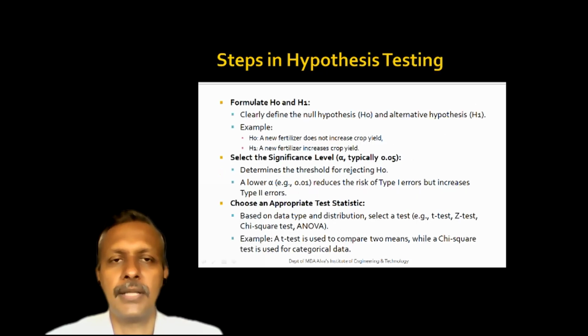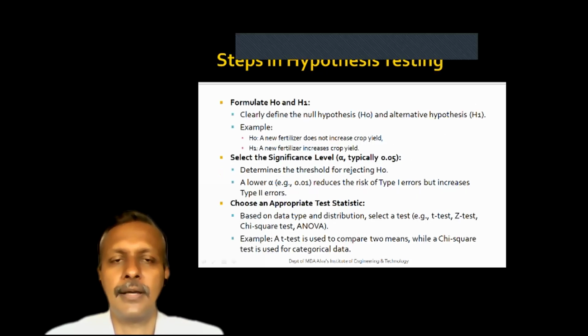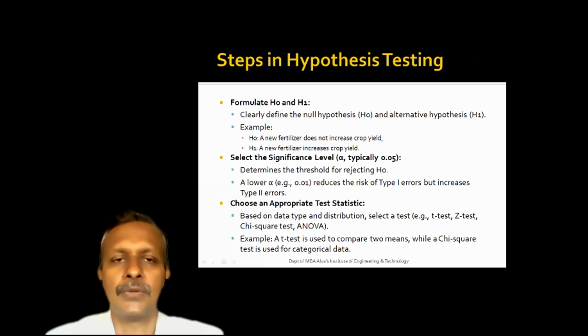And then how to do the steps in hypothesis testing? The steps are as we can see here. So the first step is to formulate the H naught and H1. So we need to clearly define what is the null hypothesis as well as what is the alternative hypothesis. Here in this example, H naught is the null hypothesis, which is stated as a new fertilizer did not increase any crop yield. Whereas H1 signifies that a new fertilizer will increase the crop yield. So this is an assumption and there is an opposite view against the assumption.